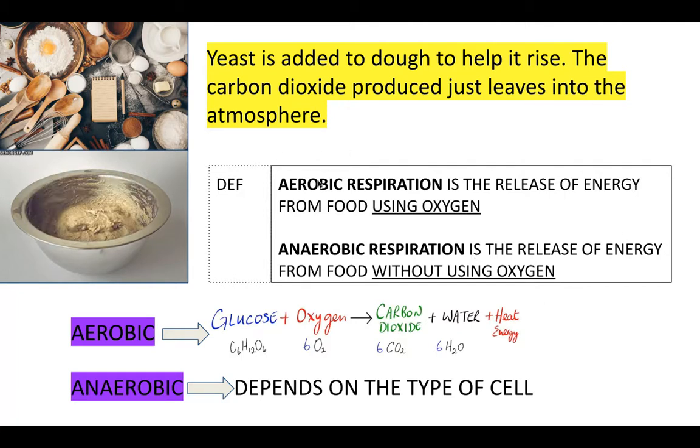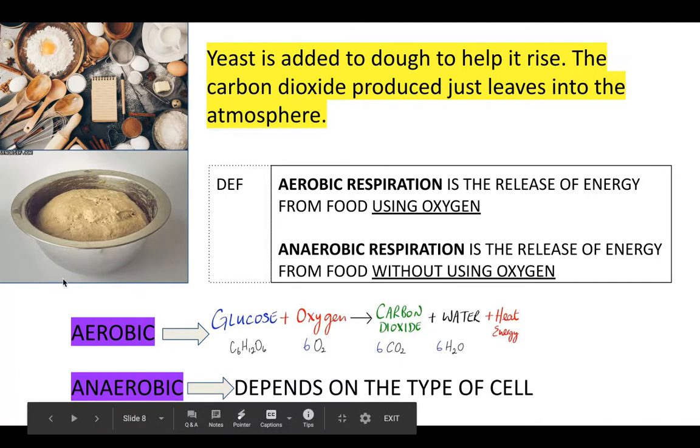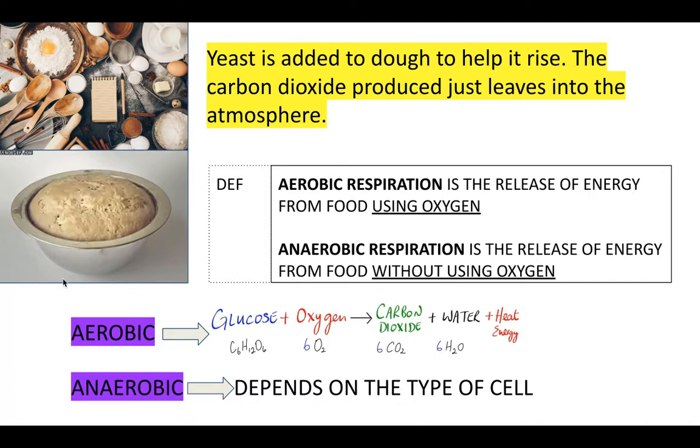So you need to know your two definitions. Aerobic respiration is the release of energy from food using oxygen, and anaerobic respiration is the release of energy from food without the use of oxygen. Okay. Now, of course, aerobic and anaerobic respiration really depend on the type of cell. So, for most human cells, most of the time they are undergoing aerobic respiration. But some cells, for example, as I said, yeast, undergo anaerobic respiration, actually prefer anaerobic respiration normally.